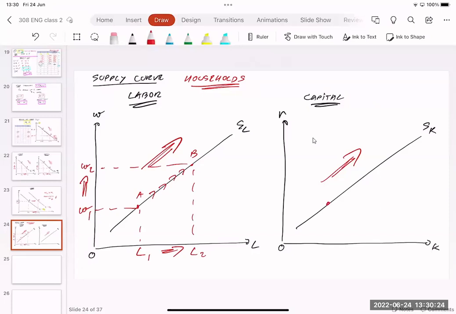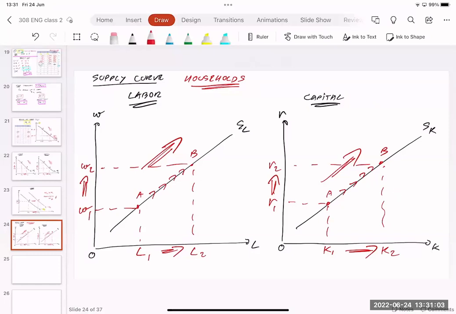Same thing with capital. At point A, if the rental rate is low, the amount of capital that people want to lend out is going to be very low. When the price of capital is low, nobody wants to lend it out. Moving from point A to point B, when capital becomes more expensive, the rental rate becomes higher from R1 to R2, and everyone wants to lend capital out, from K1 to K2. This is the reason why supply always has a positive slope.